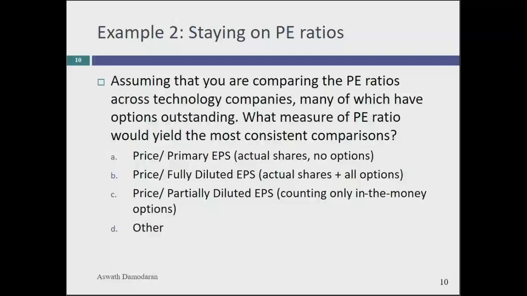So here are my choices when it comes to how I compute PE ratios. I can divide price by primary earnings per share, which is based on actual share count. If I do that, what's going to happen?